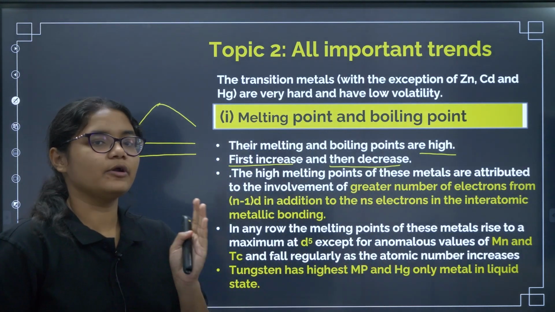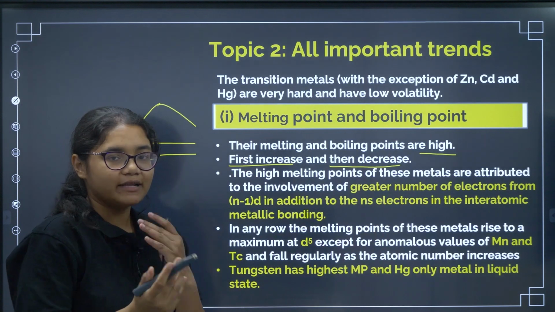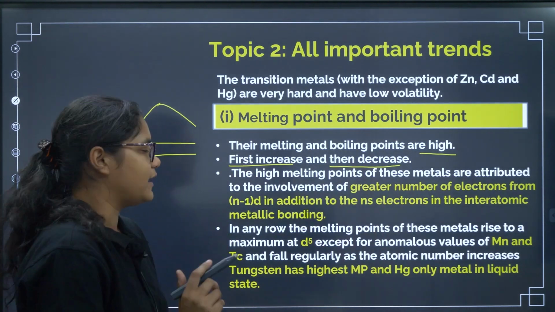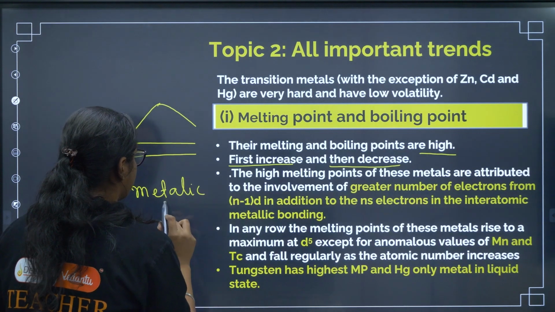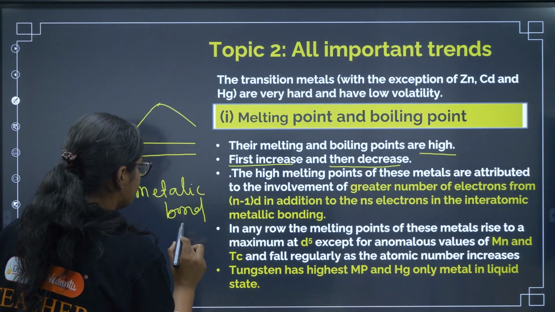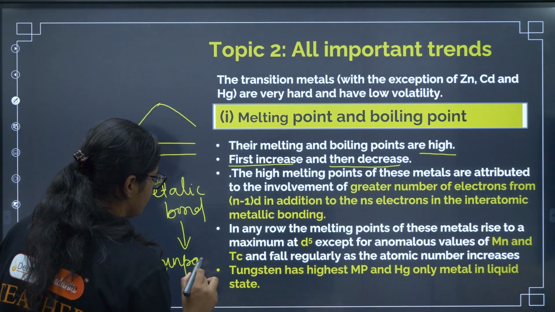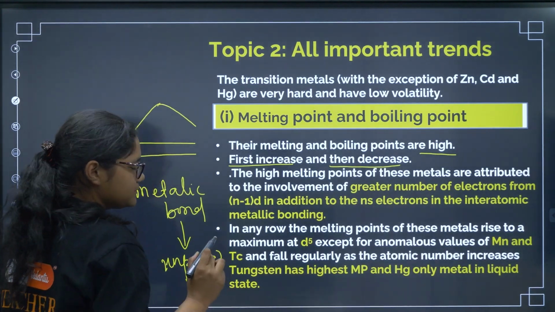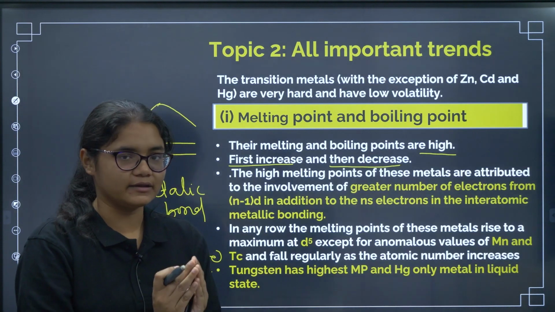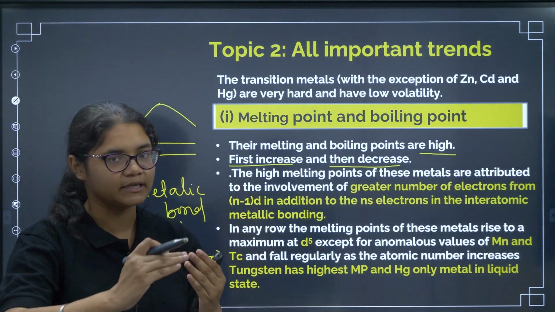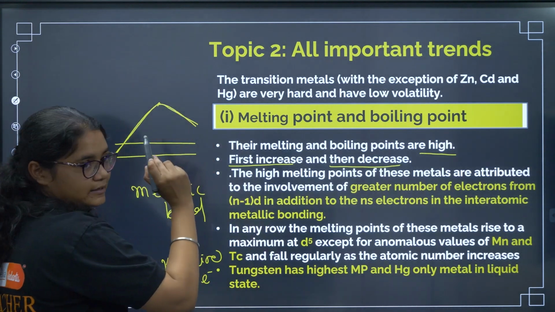In general, the melting point and boiling points are very high. Next, why are the melting point and boiling point high? That is due to metallic bonding. They have metallic bonding in them, and metallic bonding depends on the number of unpaired electrons. As we go along the period, the number of unpaired electrons keeps on increasing up to manganese, and then the number of unpaired electrons keeps on decreasing. So that is why initially the melting point increases and then decreases.